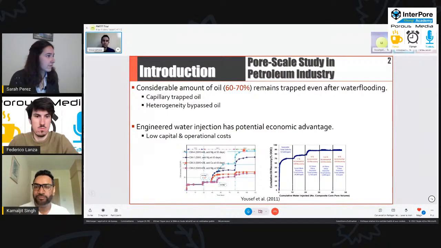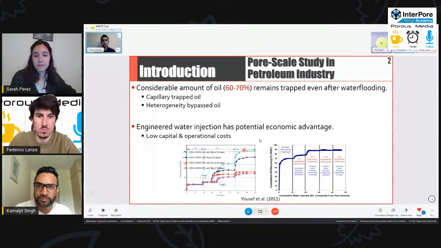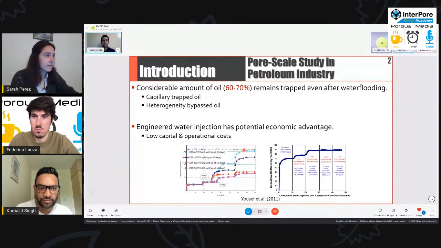One of the new methods for overcoming this difficulty is the engineered water injection method, which has an economic advantage. It has low capital and operational costs, and it has been shown to be very effective. It's a very useful method to focus on.